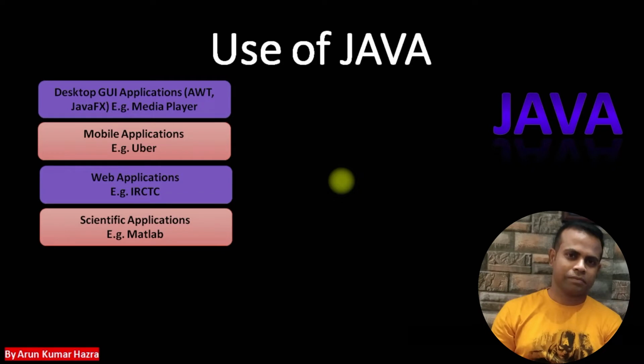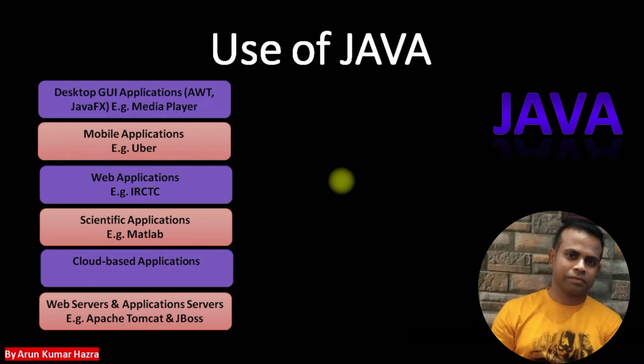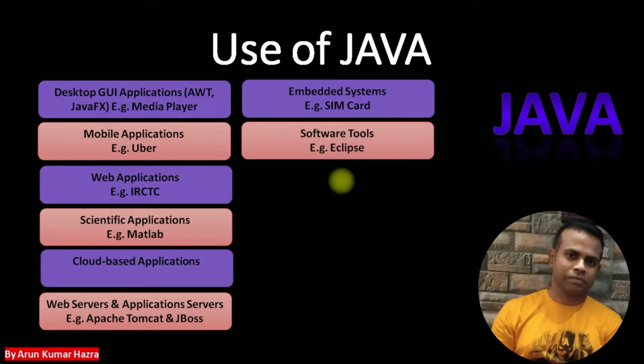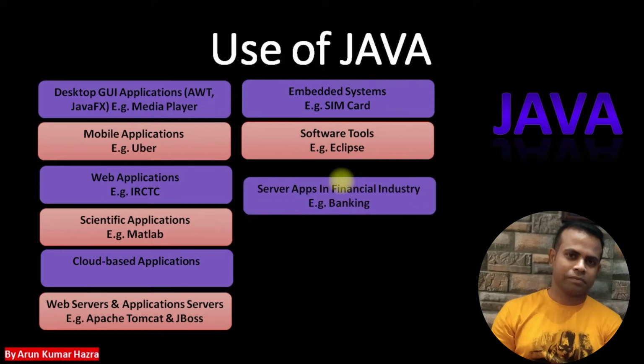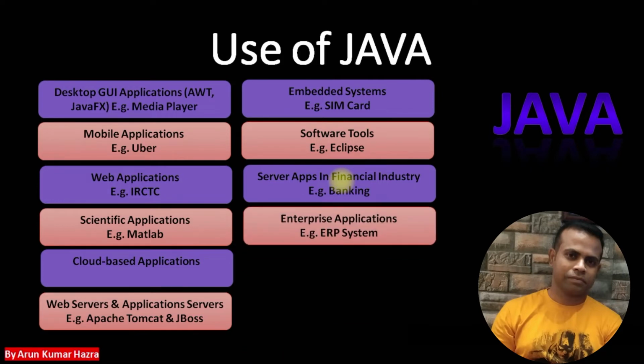Java is used to develop scientific applications like MATLAB. Java is also used to develop some cloud-based applications. Java is also used to develop web servers and application servers like Apache Tomcat or JBoss. Java is also used to develop embedded systems like the SIM card. Java is also used to develop software tools like Eclipse. Java is also used to develop some server-side applications in the financial industry, like banking. Java is also used to develop enterprise applications like ERP systems.